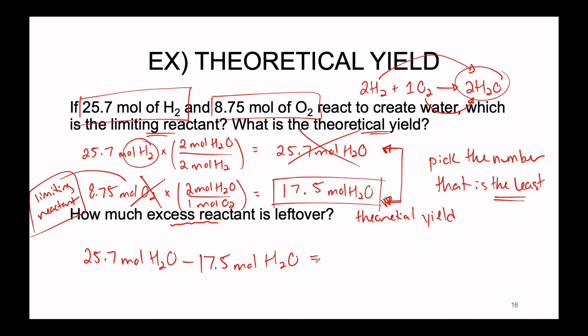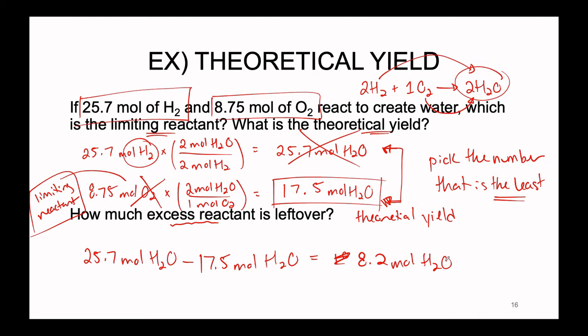The calculation of 25.7 minus 17.5 is 8.2. So there are 8.2 moles of water that we just couldn't make. We have that excess hydrogen hanging out. It would love to make up the difference and create 8.2 more moles of water, but it can't because we don't have enough oxygen.